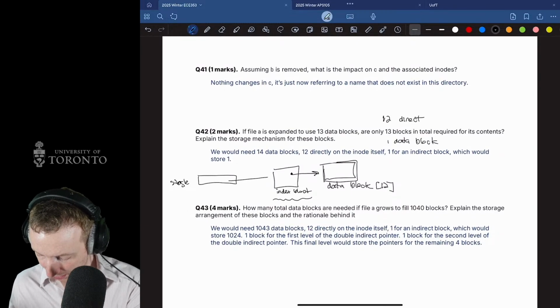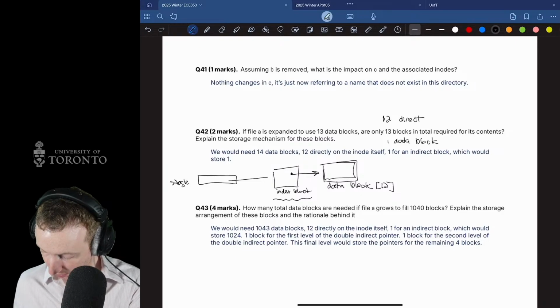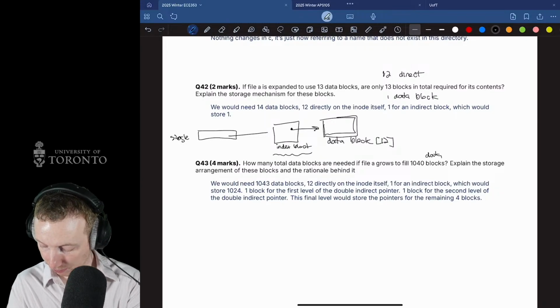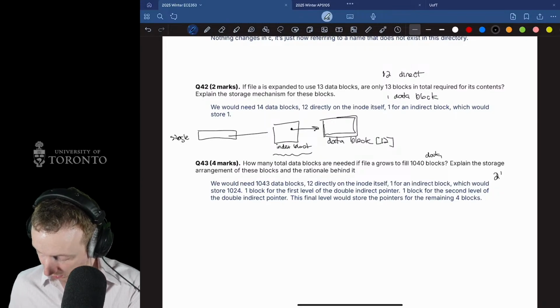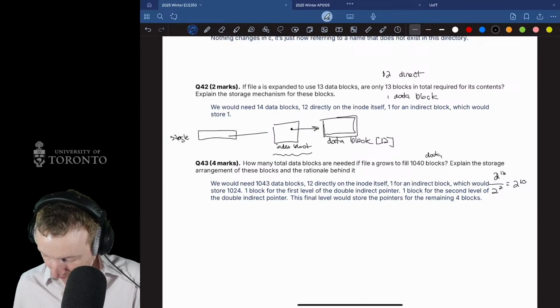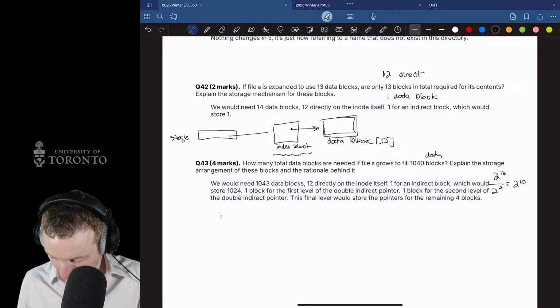Same idea here. How many data blocks are needed if a file grows to fill 1040 blocks? Explain the storage arrangement of these blocks and the rationale behind that. So these are the data blocks, right? 12 directly on the inode itself, 1 for an indirect block, which would store however many blocks we can fit, which would be 2 to the 12, that's our block size, divided by the pointer size, so we can fit 2 to the 10 pointers on each block. And then here, let's draw our inode.